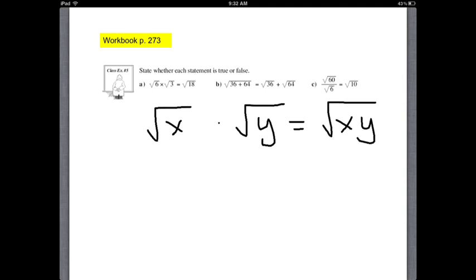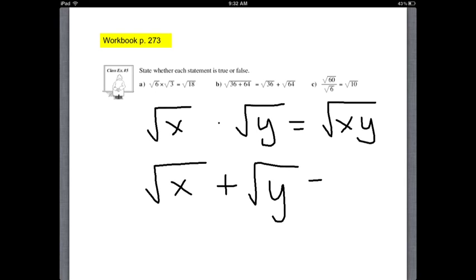However, if you add or subtract radicals, this is where it's not going to be okay. So if you have the square root of x plus the square root of y, it's not going to equal the square root of x plus y. This example will show this.